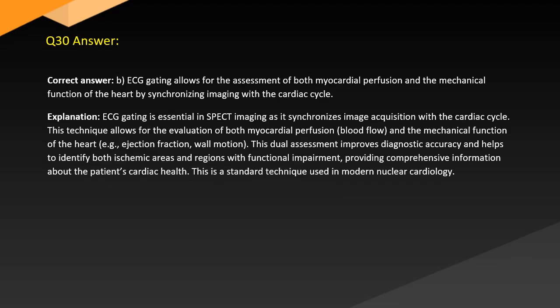Answer. Correct answer B. ECG gating allows for the assessment of both myocardial perfusion and the mechanical function of the heart by synchronizing imaging with the cardiac cycle. Explanation. ECG gating is essential in SPECT imaging as it synchronizes image acquisition with the cardiac cycle. This technique allows for the evaluation of both myocardial perfusion, or blood flow, and the mechanical function of the heart, e.g. ejection fraction and wall motion. This assessment improves diagnostic accuracy and helps to identify both ischemic areas and regions with functional impairment, providing comprehensive information about the patient's cardiac health. This is a standard technique used in modern nuclear cardiology.